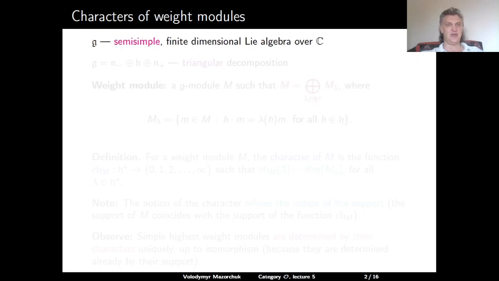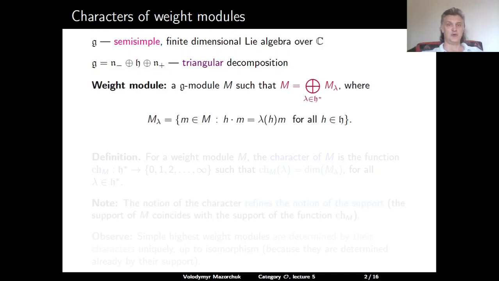So let G be a semi-simple finite-dimensional complex Lie algebra with a fixed triangular decomposition G equals n minus plus h plus n plus, where h is the Cartan subalgebra, n plus is the subalgebra corresponding to our choice of positive roots, and n minus is the subalgebra corresponding to the negative roots.